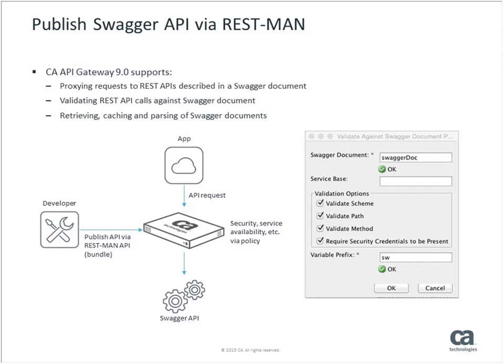And here we have a screenshot of the validate against Swagger document assertion. So you can see here that you can validate against the scheme, the path, the methods, and you can set the security credentials for that validation.